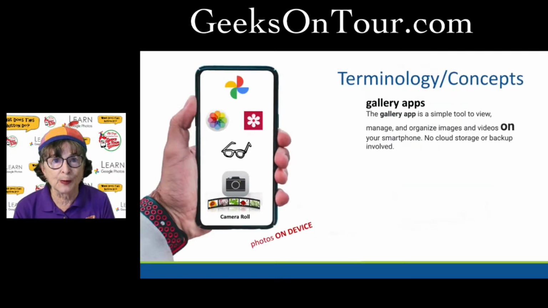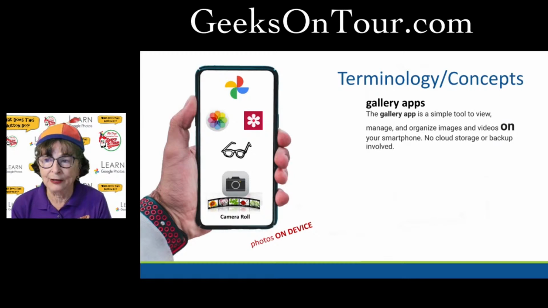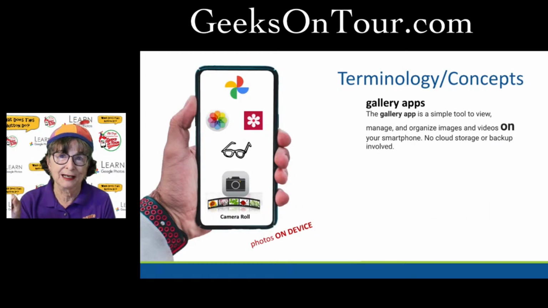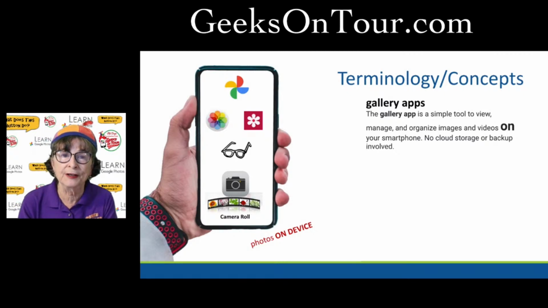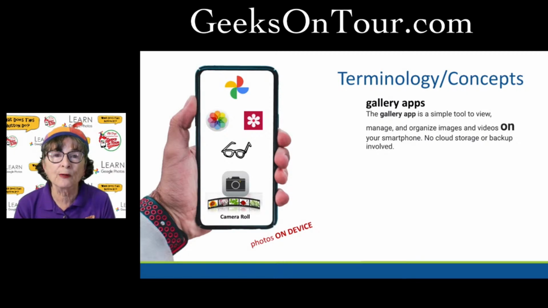Next term is gallery apps. So a gallery app, and notice the lowercase g, because the gallery app that comes with Samsung is called Gallery with a capital G. But a gallery app is a simple tool on a phone to manage and organize images and videos that are on your phone. So a gallery app is a local app just to your phone. No cloud storage or backup involved.